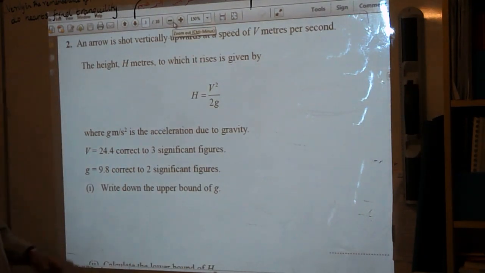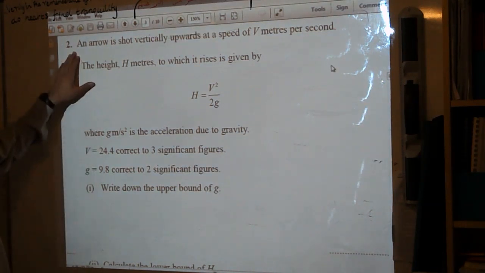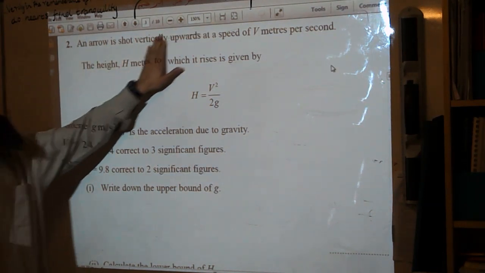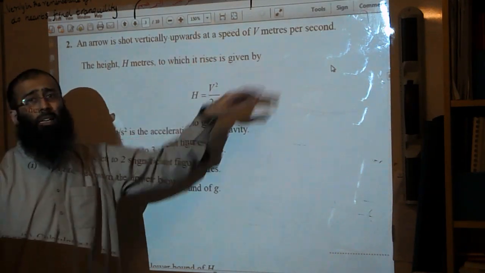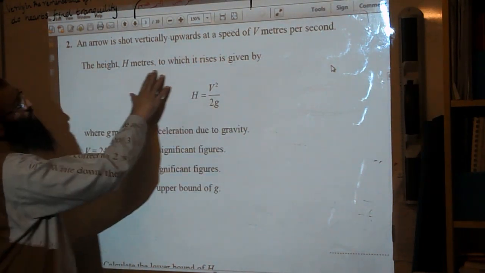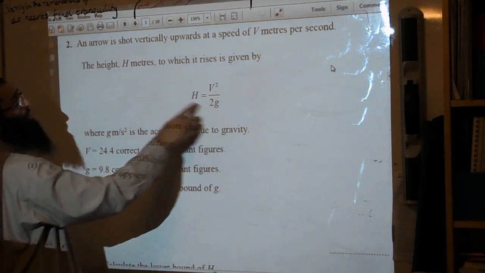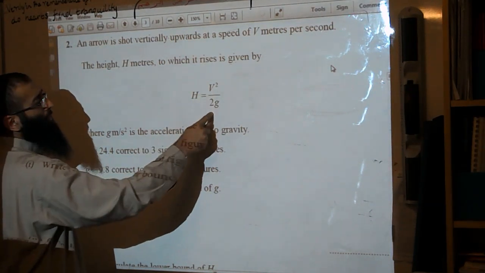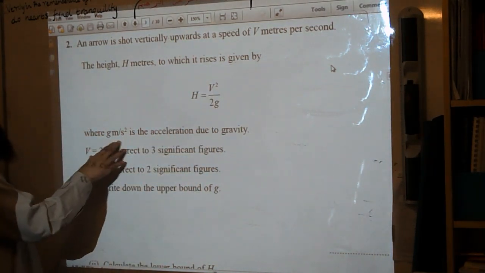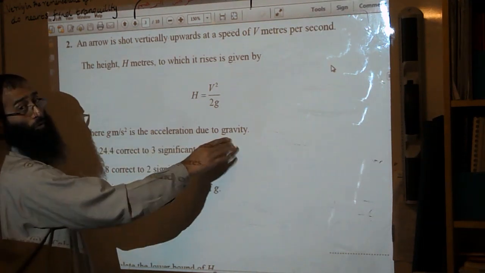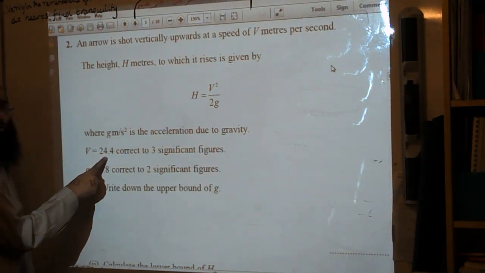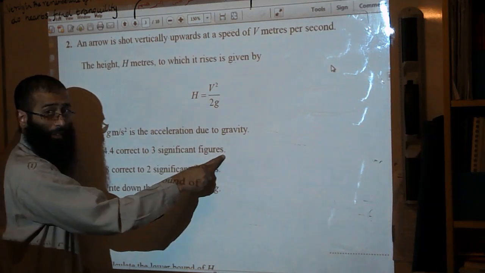Okay, question number 2. Right. Here comes question number 2. An arrow is shot vertically upwards at a speed of v meters per second. The height h meters to which it rises is given by this equation. Height is equal to v squared divided by 2g, where g meters per second squared is the acceleration due to gravity. V is equal to 24.4, correct to 3 significant figures.